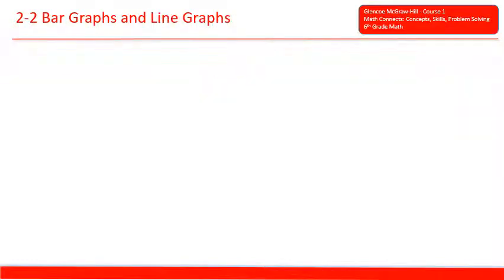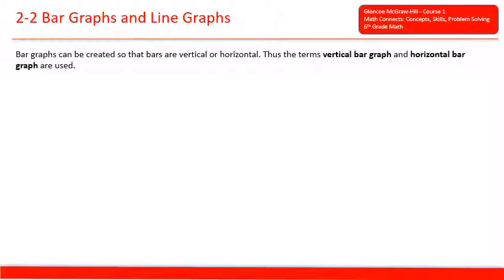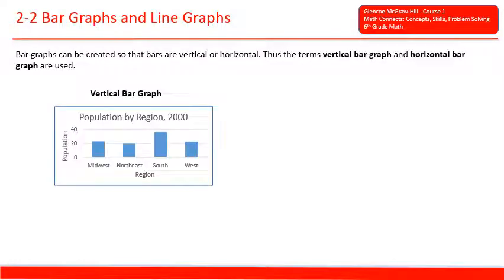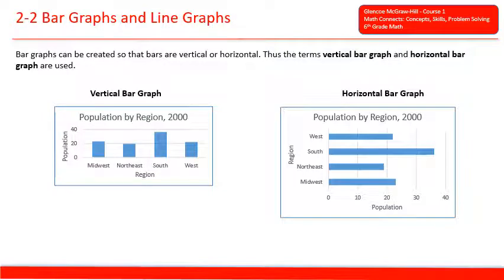Bar graphs can be created so the bars are vertical or horizontal. Thus, the terms vertical bar graph and horizontal bar graph are used. Here's a vertical bar graph, and it's just like the one we just saw, where the bars go up and down, vertical. And then we have a horizontal bar graph where the bars are laying on their side and they go across horizontally.